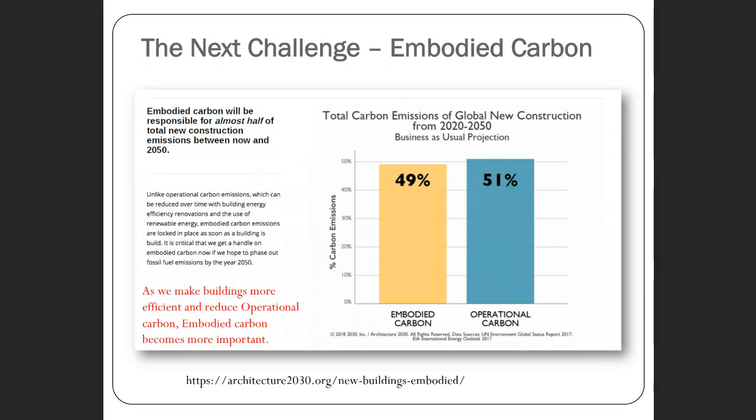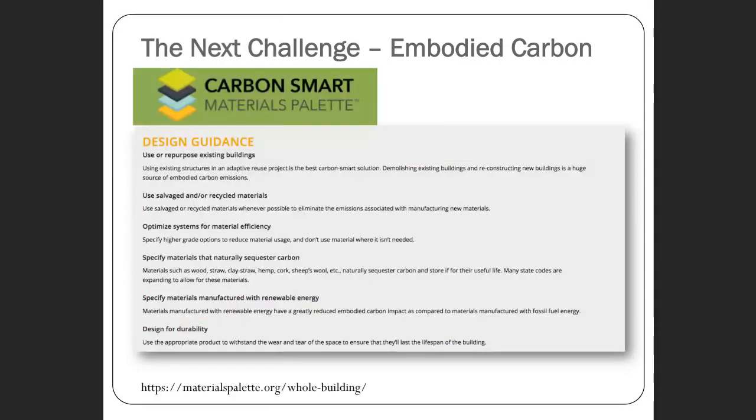Again, as you make buildings more efficient, then embodied carbon becomes more and more important. We'll have to get that embodied carbon out of our construction as well if we want to get to net zero, right? So what are some of the things that we can do to reduce embodied carbon?